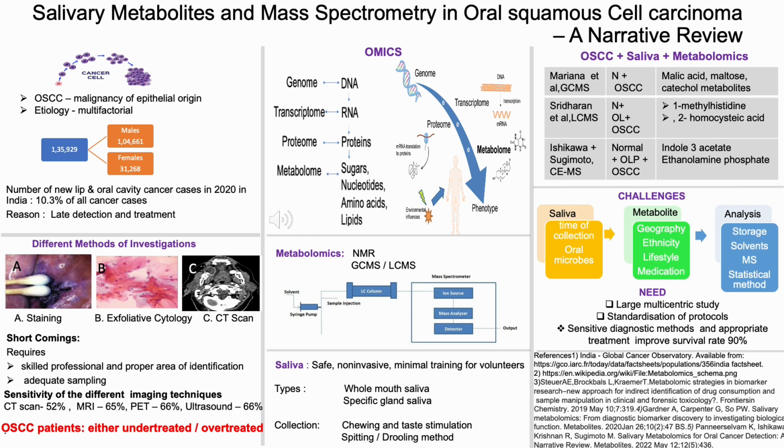This poster focuses on the trio: metabolomics, saliva, and oral squamous cell carcinoma. Now coming to the saliva part of it, saliva is now considered a very safe sample that can be used in the biological analytical process. It is obtained by a non-invasive method. It is rich in biological information, and it requires very minimal training for volunteers to collect the sample, so it can be used even in mass camps.